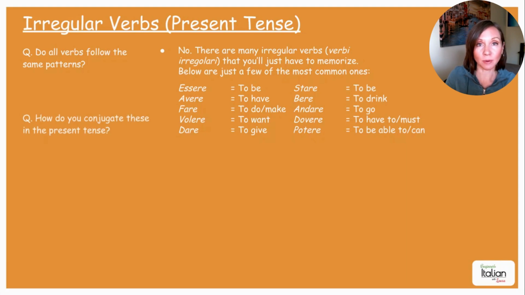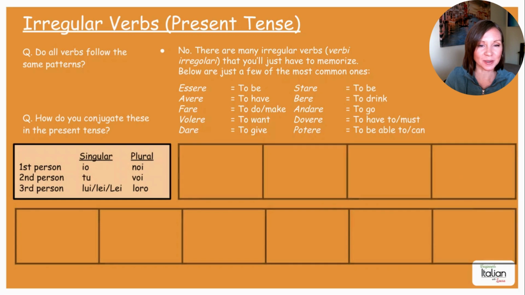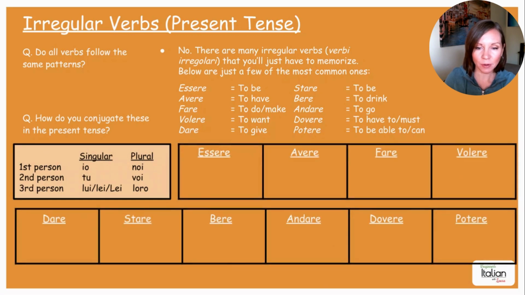How do you conjugate these in the present tense? Okay, so just like in the previous slide, we have essere. So again, you're just going to have to memorize these. I'm going to go over them all once, and then you'll have to study this on your own, going over them over and over again until you remember them. The more you use them, the more you will get used to what they sound like and what they should be. Practice makes perfect, I guess.